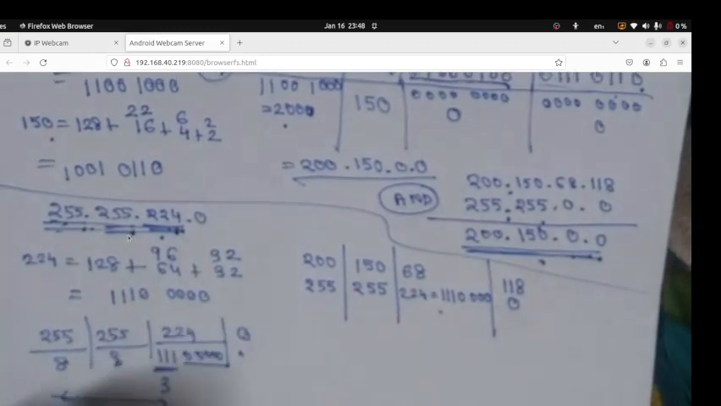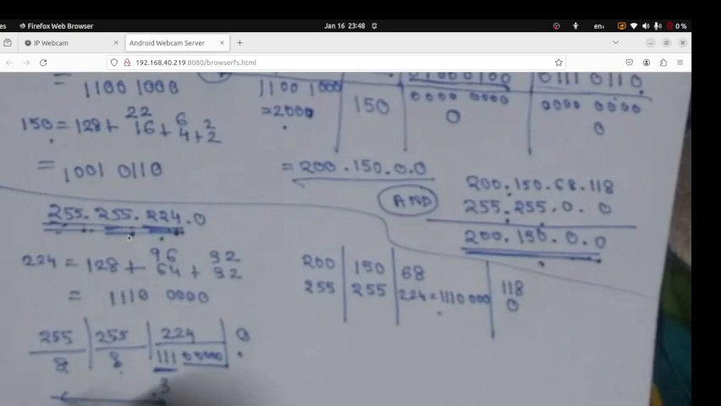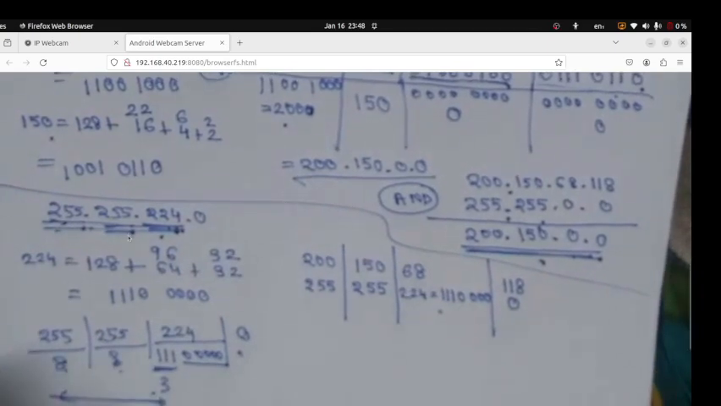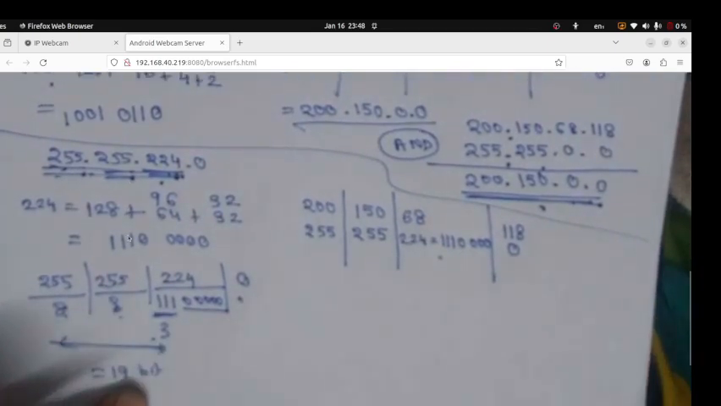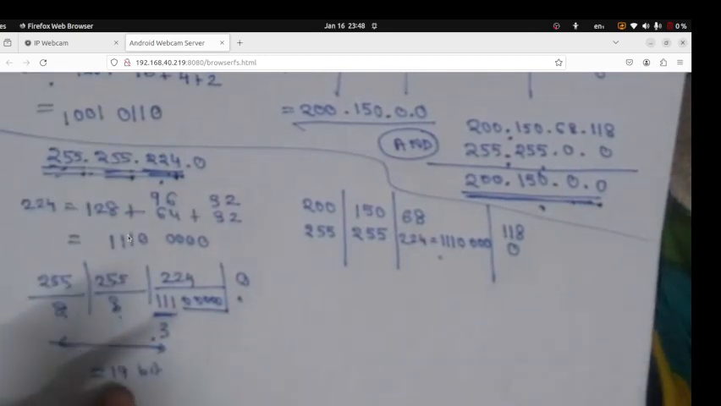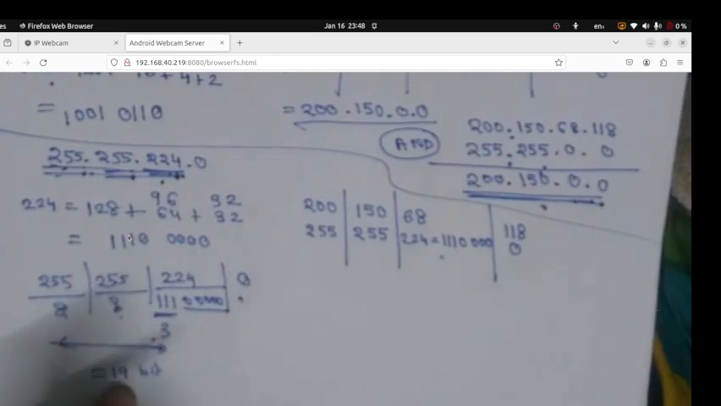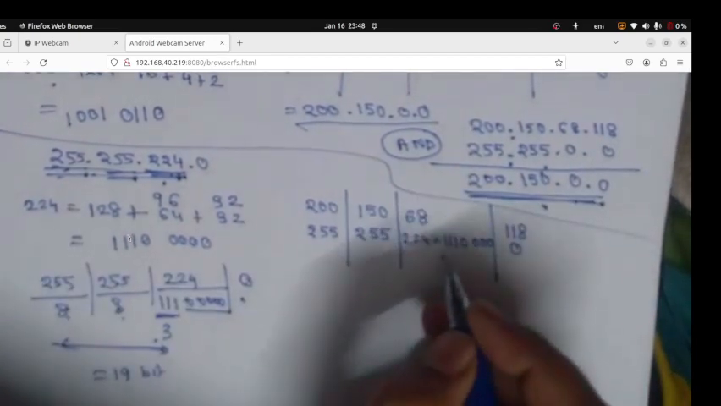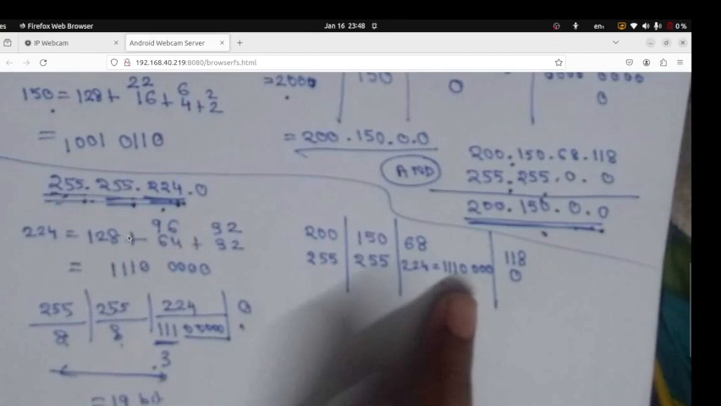So how many consecutive ones are there? 8 plus 8 plus 3. That means 19 consecutive ones. So the network number here is 19 bits long. In the 32-bit address there are two parts, network ID and host ID. So here the network ID is 19 bits long. Now I will do the bitwise AND operation with this.